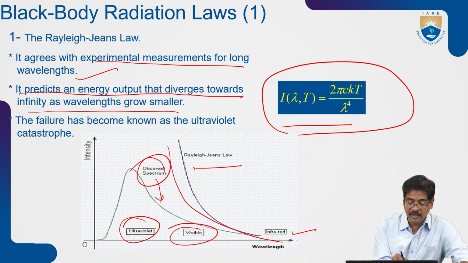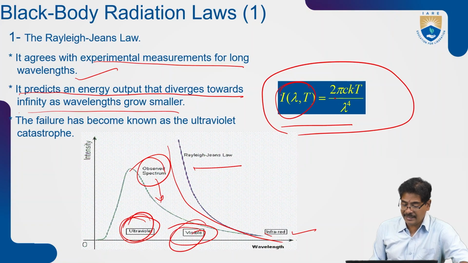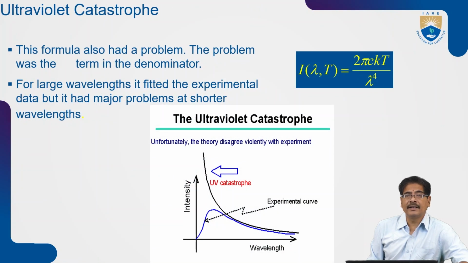The observed spectrum is for ultraviolet, visible, and infrared. So the intensity depends upon the factors lambda and T, 2 pi c k T by lambda to the power 4. So this is the ultraviolet catastrophe. In the ultraviolet catastrophe, the formula had a problem. The problem was the term in the denominator, that is lambda to the power 4. For larger wavelengths, it fitted the experimental data, but it had major problems at shorter wavelengths.